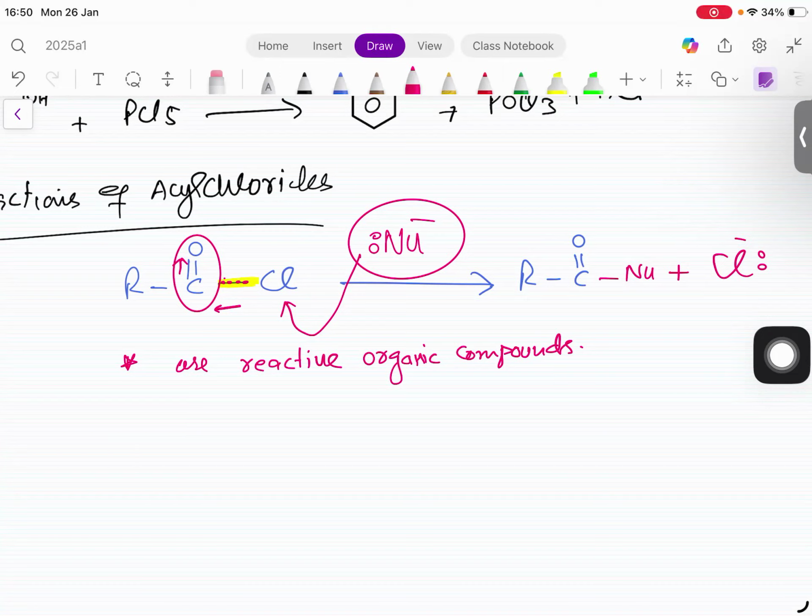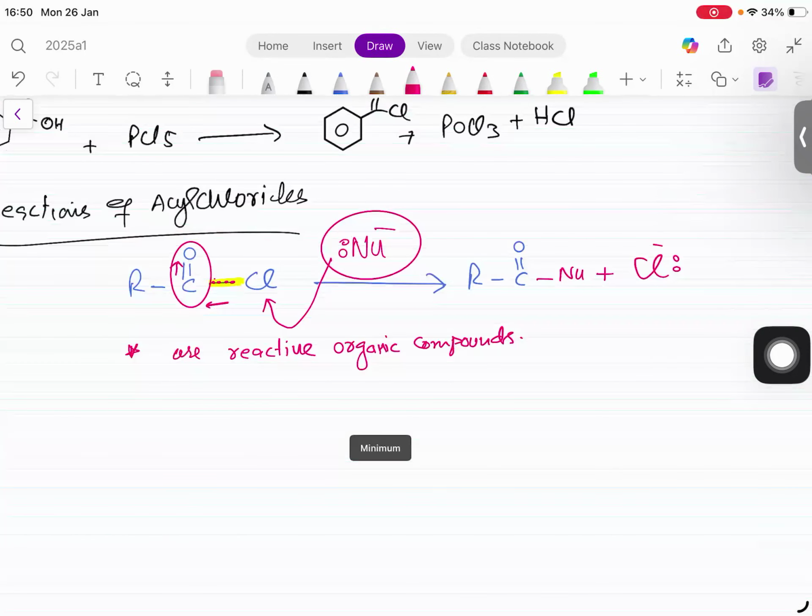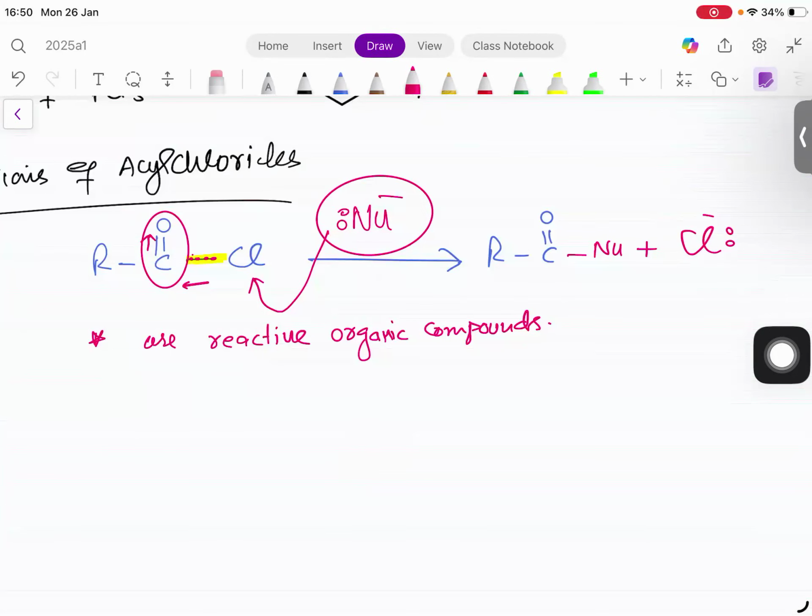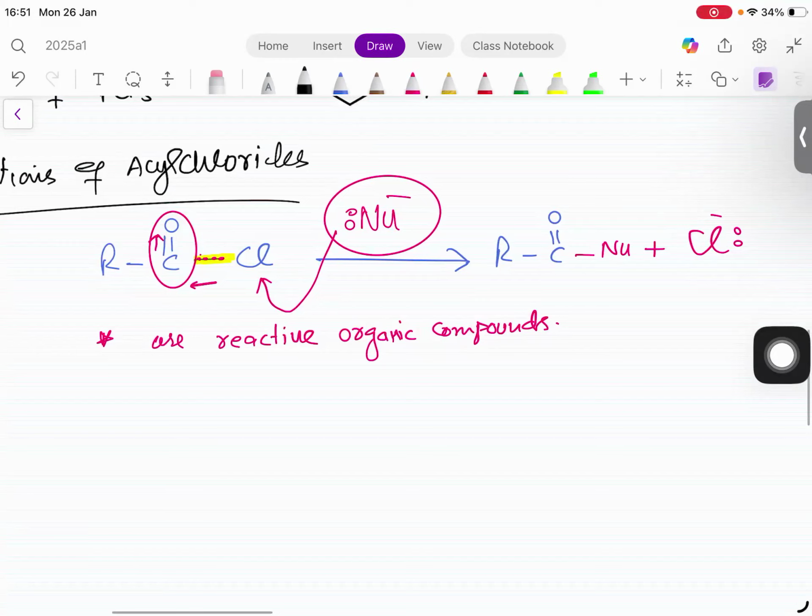So all the reactions of acyl chlorides are very fast, not slow like organic compounds which need heat or anything. Most or all of the reactions take place at room temperature. Yes, the high electronegativity pulls the electrons towards itself, so the C-Cl bond is weaker. So please write down they are reactive organic compounds.